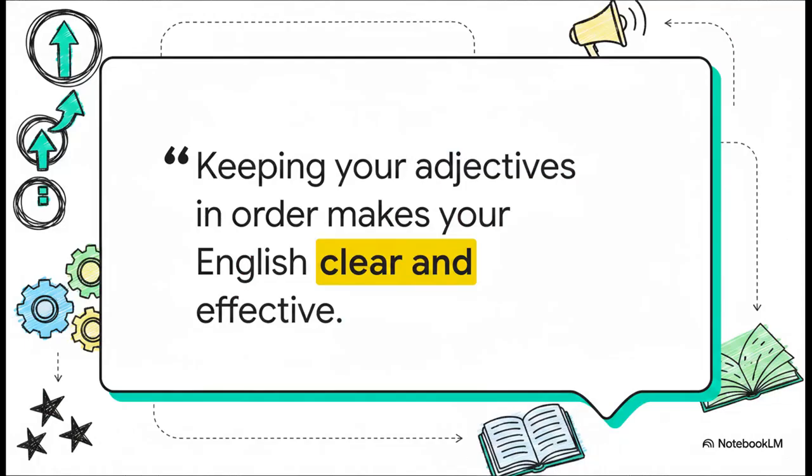To wrap all of this up, let's keep in mind this core takeaway from the British Council. Keeping your adjectives in order makes your English clear and effective. The OSASCOMP formula? It is a total secret weapon for your writing. But please remember the rule of 3. Cramming your sentences full of adjectives, even if they are in the mathematically perfect order, is just going to muddy your message. At the end of the day, clarity and conciseness should always be your ultimate goal.